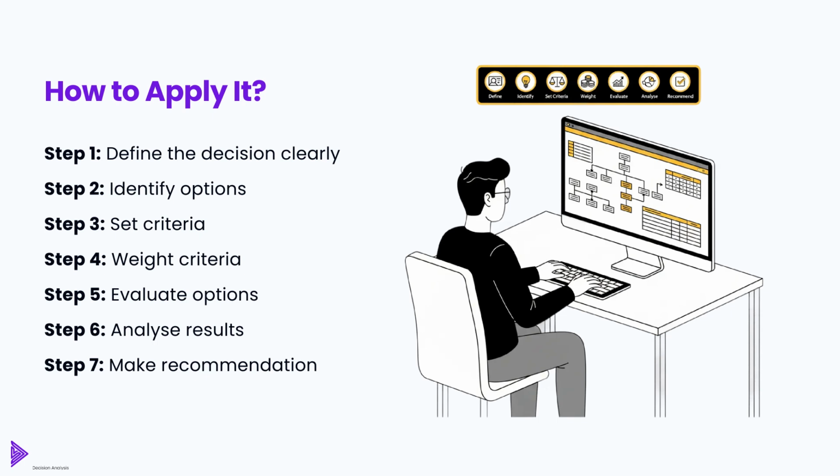3. Set criteria. Decide what factors matter most: cost, time, risk, ROI, stakeholder impact. 4. Weight the criteria. Not all factors are equal. Assign relative importance so trade-offs are visible. 5. Evaluate options. Score each option against your criteria, using evidence where possible. 6. Analyze results. Compare scores, surface risks, and review sensitivity to different weights or assumptions.